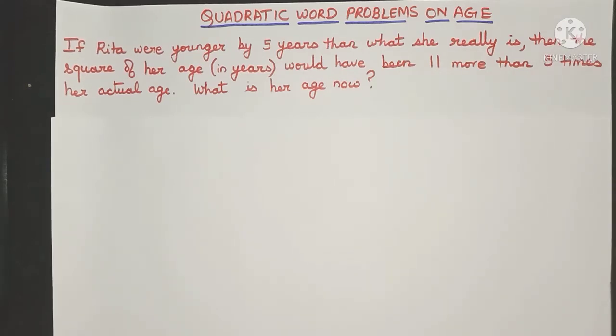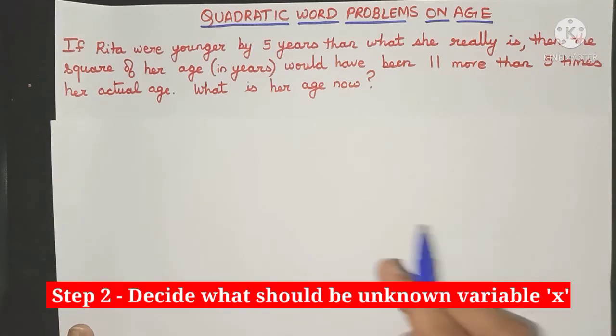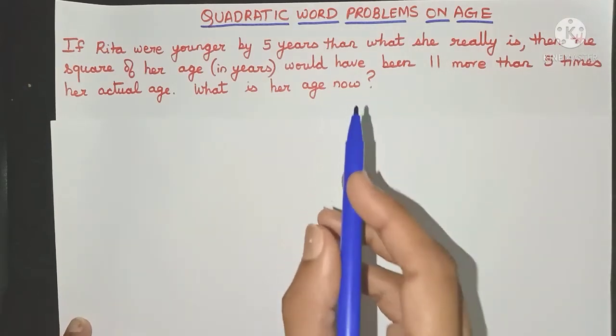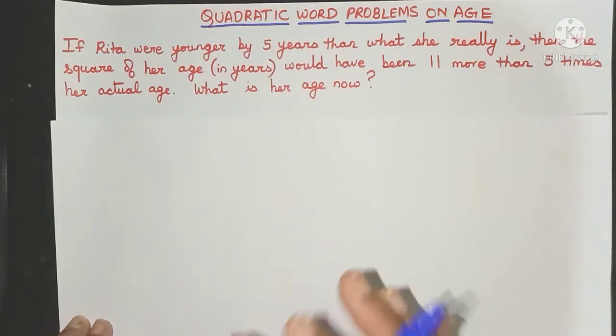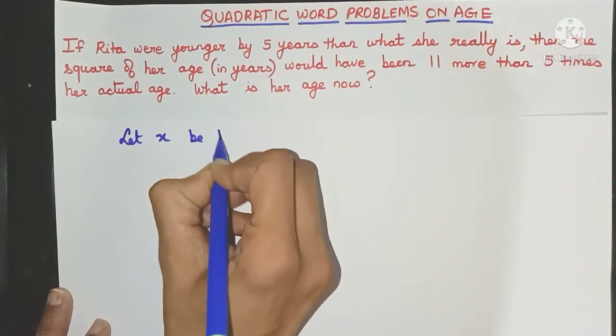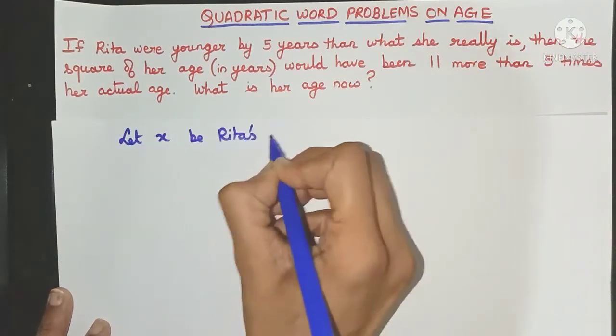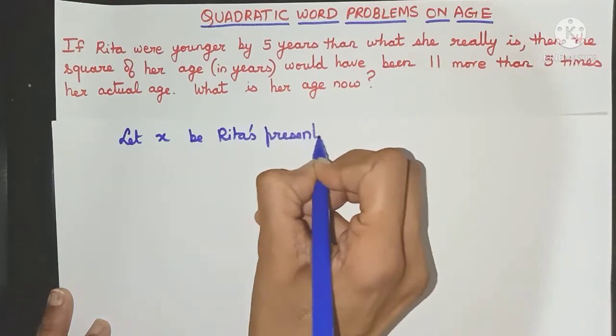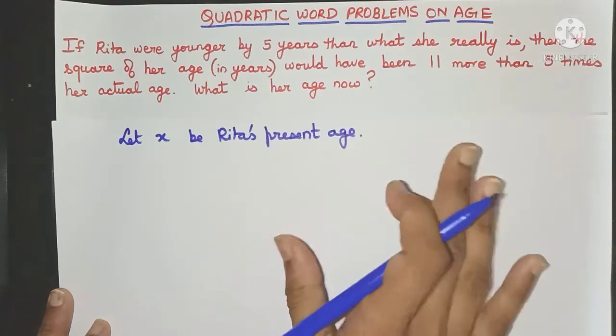So now that we have read the question at least 2 times, the second step is to decide what is the unknown variable x that we should take. So here friends, they are asking the present age of Rita. So that should be the value of x. So let x be Rita's present age. Present means the current age. Okay, so this is the second step.